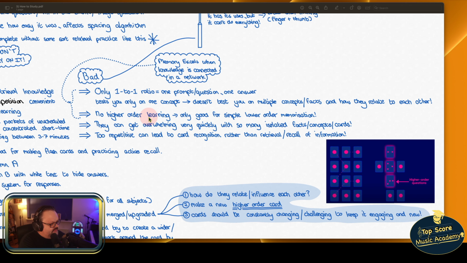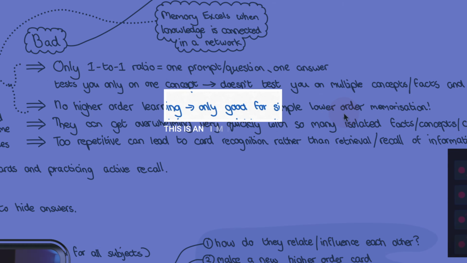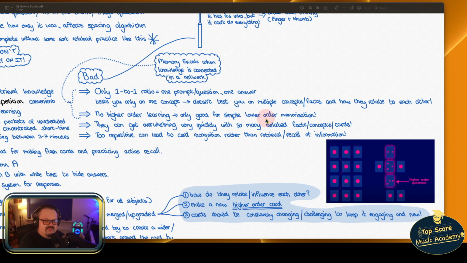I would say maybe the most important disadvantage anyway to flashcards would be that there's no higher order learning. There's no evaluation, there's no analysis. It's all just simple lower order memorization. So it's the very bottom of the Bloom taxonomy that we were looking at in the previous lessons. So yeah, that's the worst thing about flashcards.